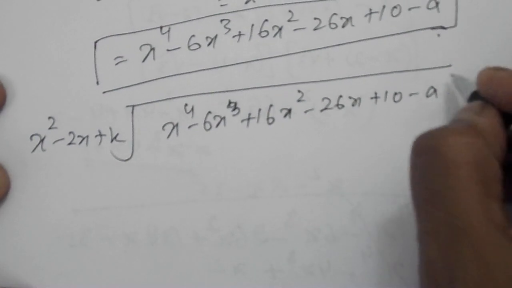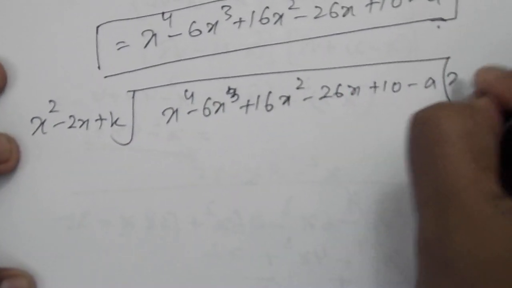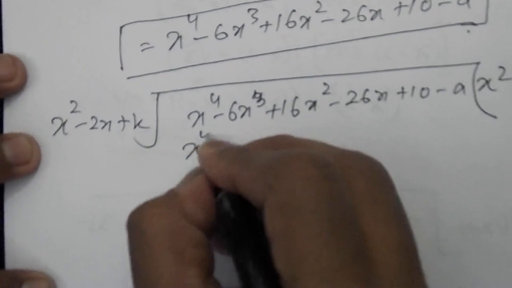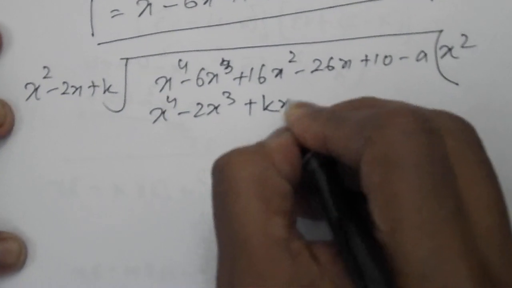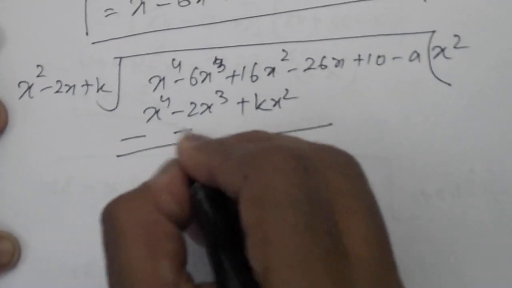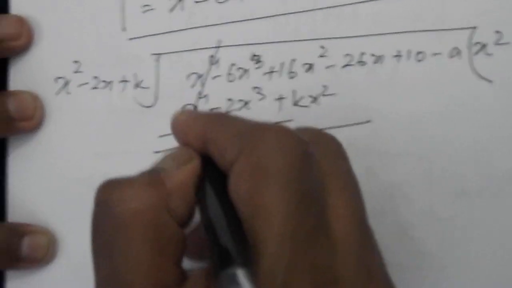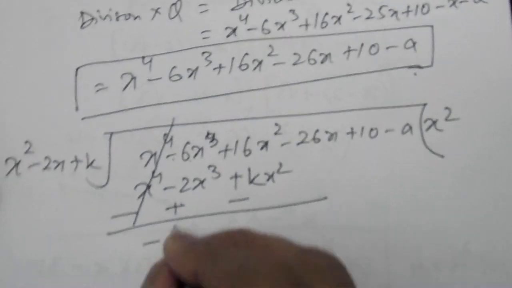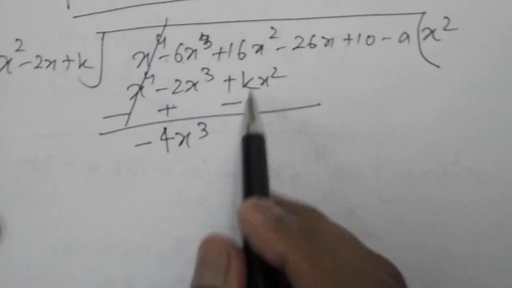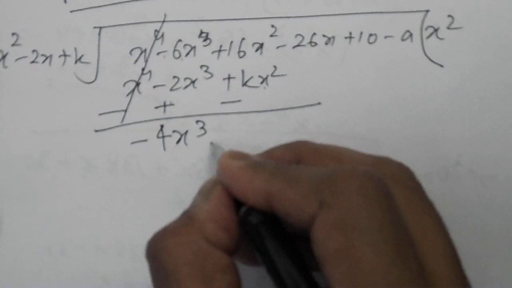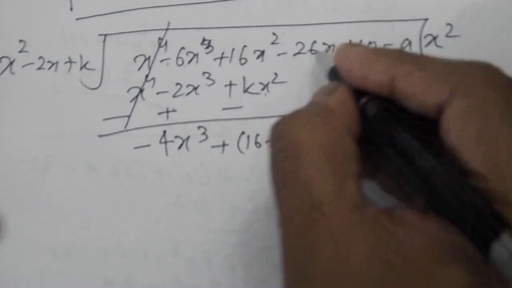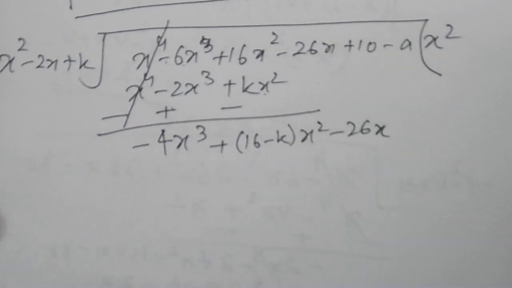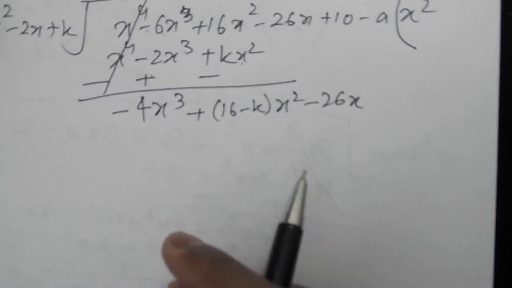Now see, first of all we multiply with x square. This is simple. So we get x4 minus 2x cube plus kx square. We change the signs. This gets cancelled. Minus 6x cube plus 2x cube gives you minus 4x cube. Now students, here x square will be taken common and we will be left with 16 minus k times x square. Bring minus 26x down. Don't bring the other terms, we'll bring it in the next step.